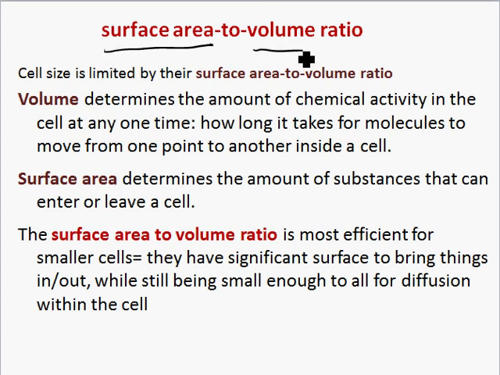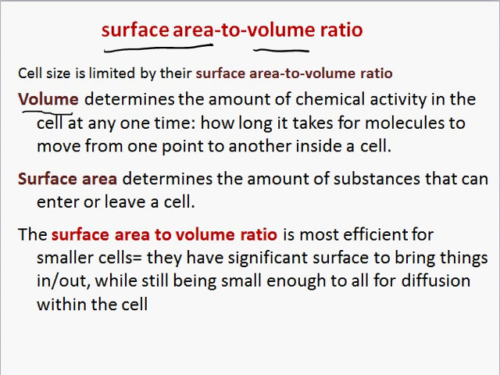Okay. So what do we mean by this? The surface area is the coverage around a cell, so the plasma membrane. The volume is the amount of space and substance inside of a cell. So how do these two things relate to each other? Well, the volume determines the amount of chemical activity inside the cell at any one time.